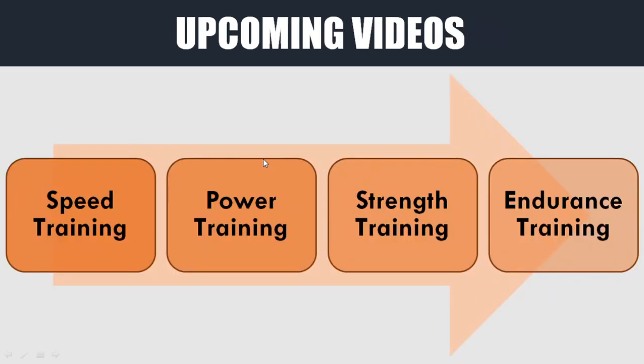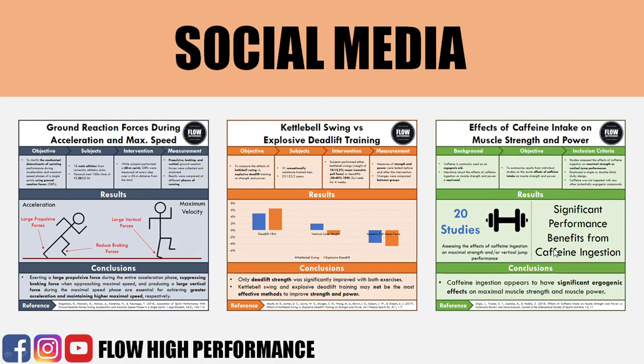Upcoming for this video series, we're going to have a video on each of the pillars. So we'll have one on speed training, one on power training, one on strength training, and then endurance training. And I've specifically done it in this order because this is the same order that we would generally do a training session in. So if we're doing a session that included some sort of speed work, some sort of power work, some strength work, and some endurance work, we'd probably start with the speed and finish with the endurance type work.